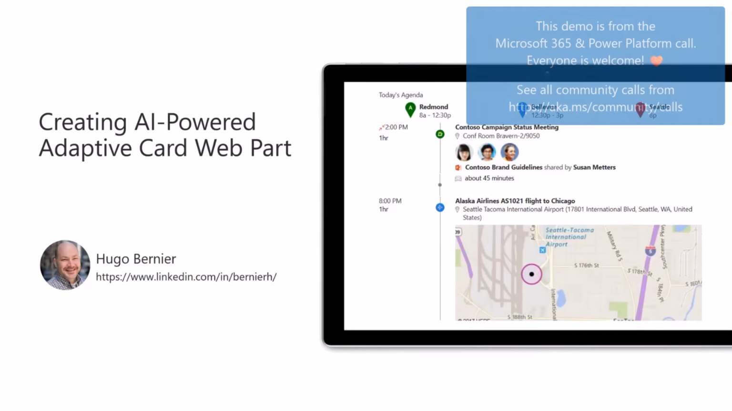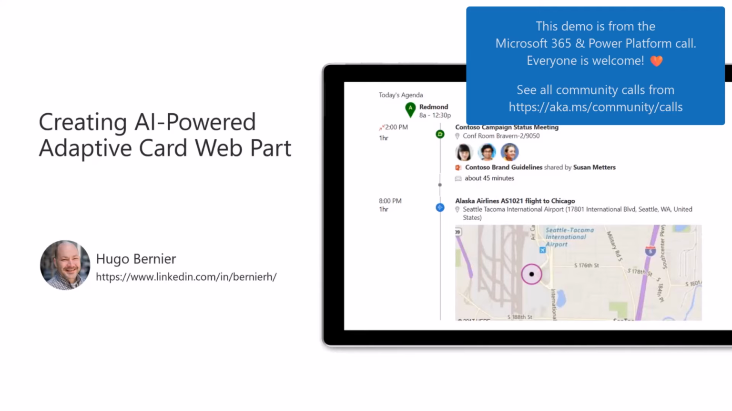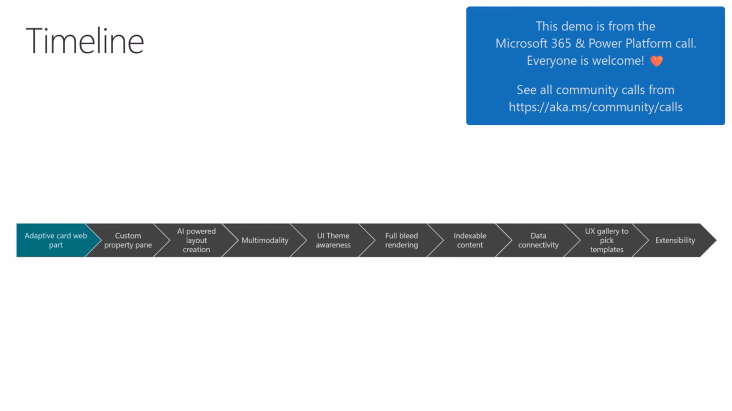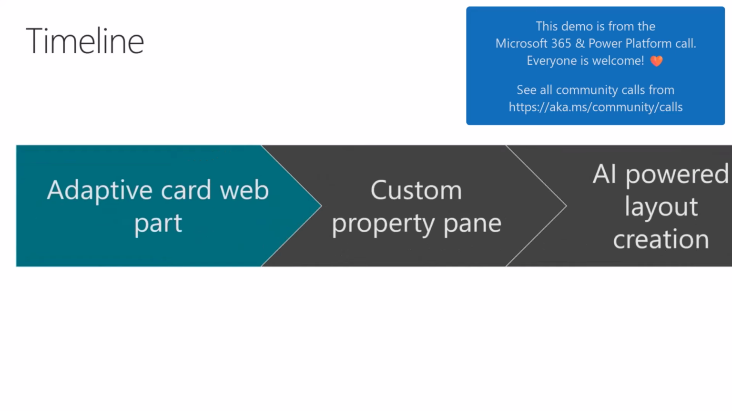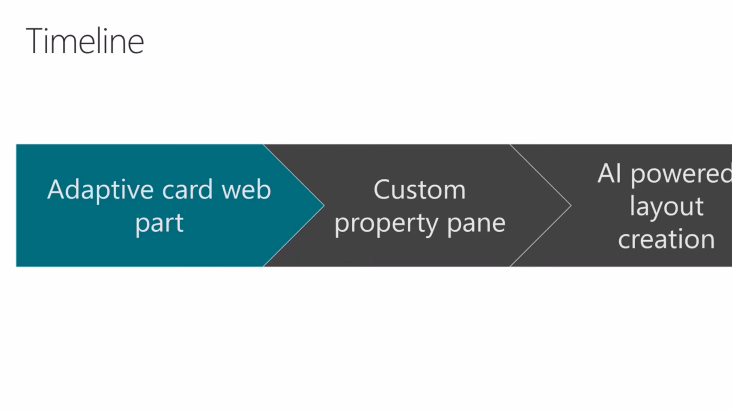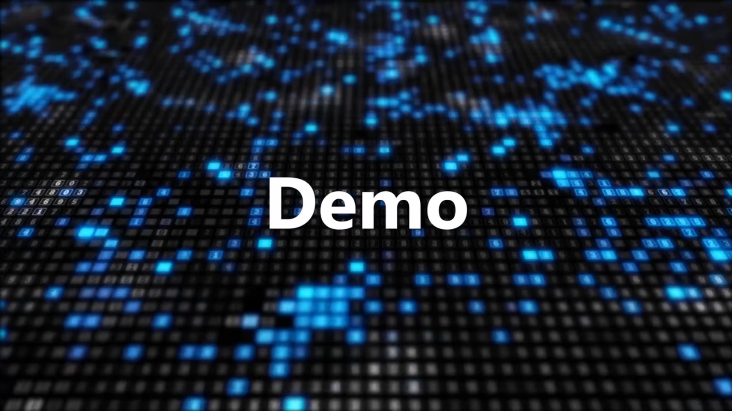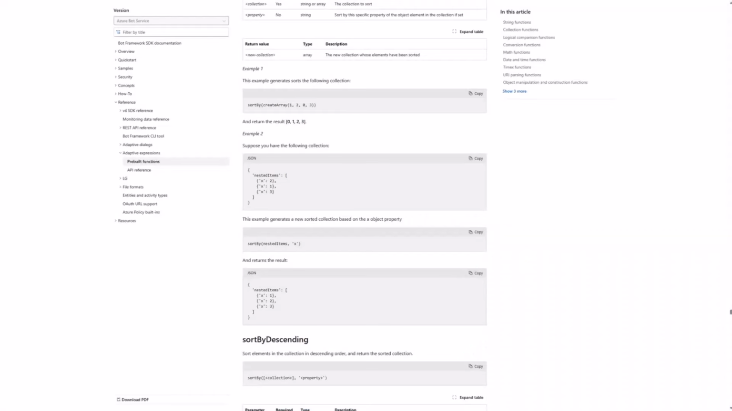Still continuing on our AI-powered adaptive card web part. When we last saw our heroes, we talked about building this timeline where we're going to show you how to create an adaptive card web part, property pane, AI-powered layout, all that stuff. We are here today just talking about the base web part itself. And let's just jump right into a demo.